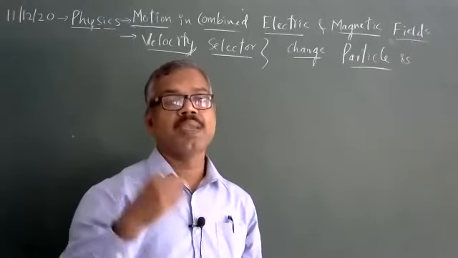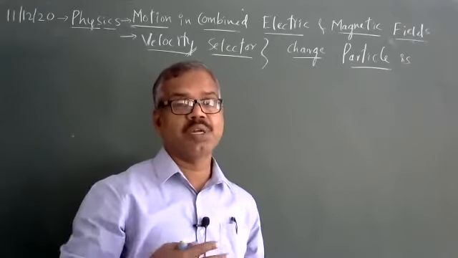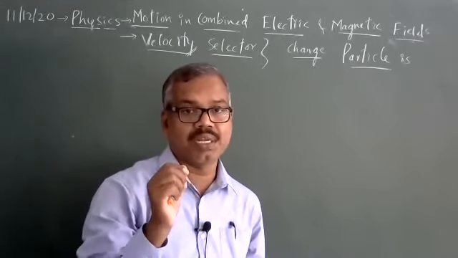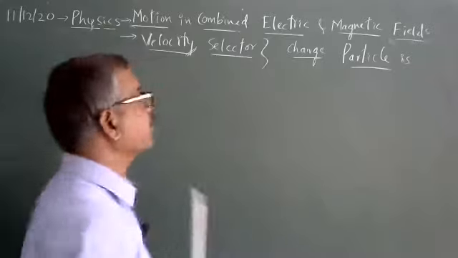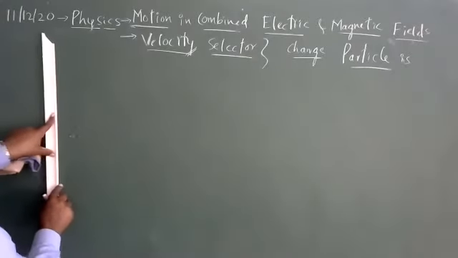The method is called motion of a charged particle in combined fields. The particles are moving at different velocities and I want to select a particular velocity. This concept finds an application. Let me have a small diagram.